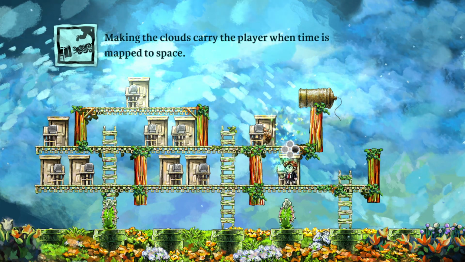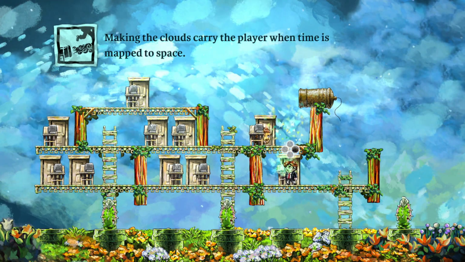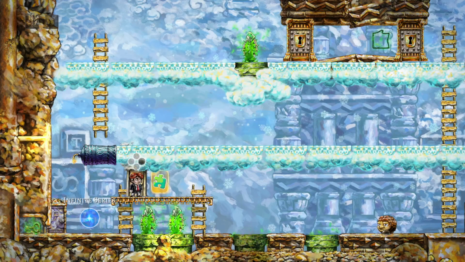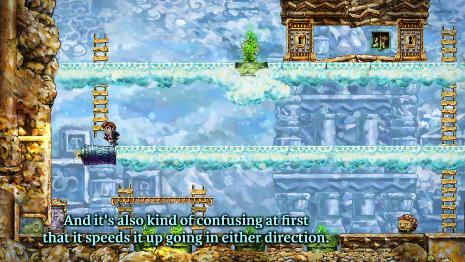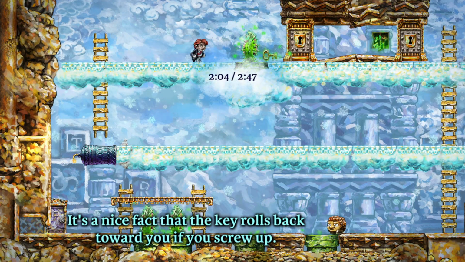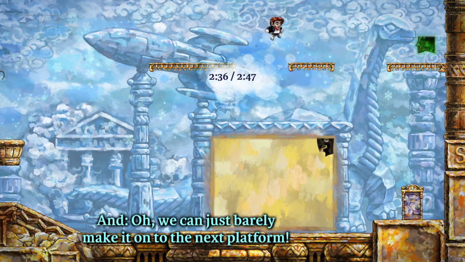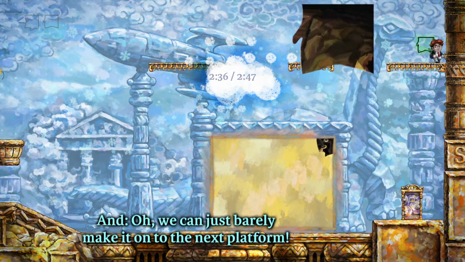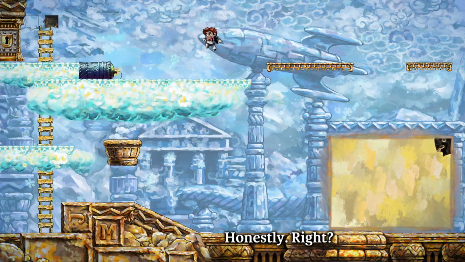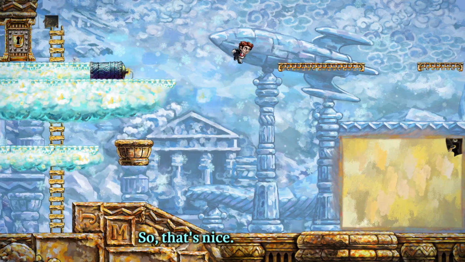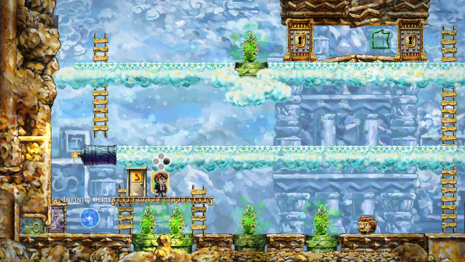Making the clouds carry the player when time is mapped to play space. These cloud trails back toward you. A callback. These things, and we can just barely make it onto the next platform. I mean, it's really kind of a leap of faith in the game. Right. Honestly, right? Yeah. So that's nice. That's pretty nice.